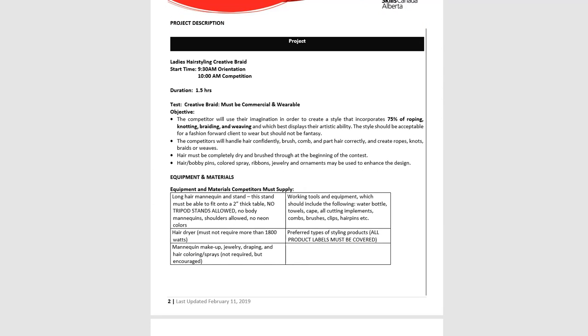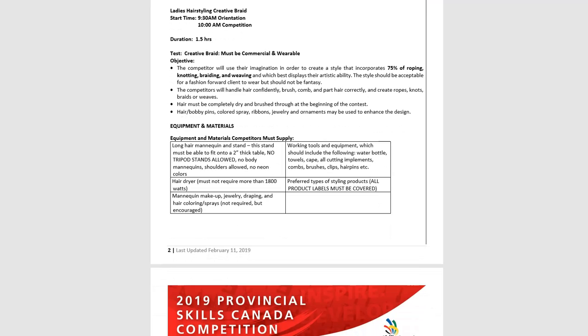In the second page, you'll see the project. This describes what is going to be tested in the duration. So it's a creative braid and it must be commercial and wearable. Again, you'll see another bolded part which tells you it's important. 75% of the head must be incorporated in roping, knotting, braiding, and weaving.